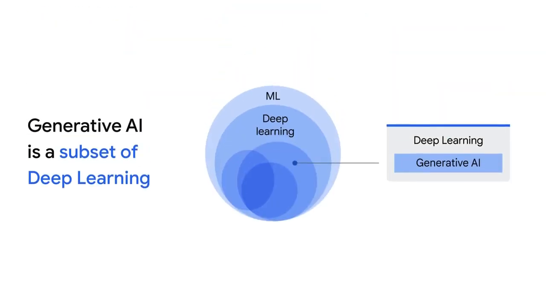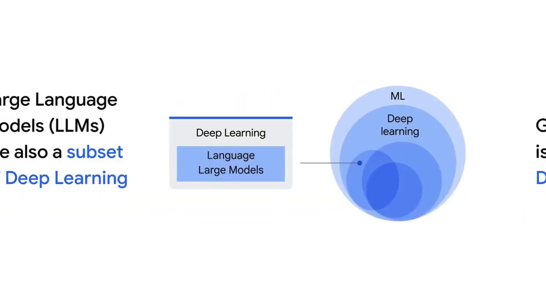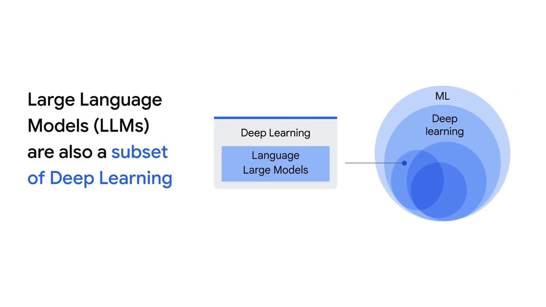Now, we finally get to where generative AI fits into this AI discipline. Gen AI is a subset of deep learning, which means it uses artificial neural networks, can process both labeled and unlabeled data using supervised, unsupervised, and semi-supervised methods. Large language models are also a subset of deep learning.